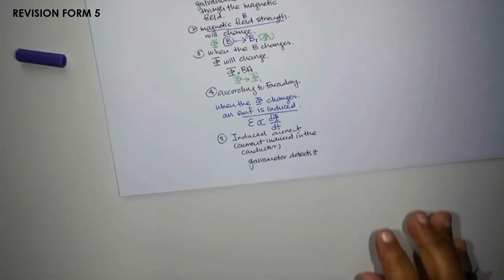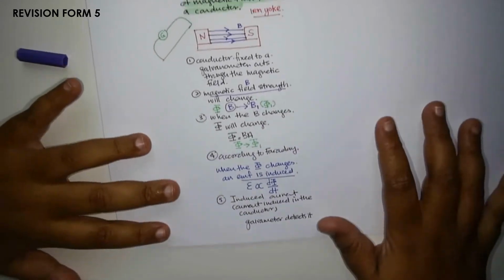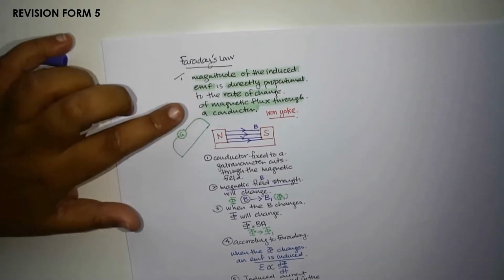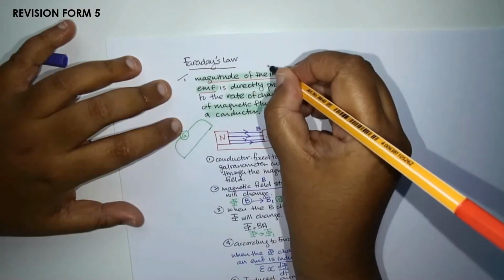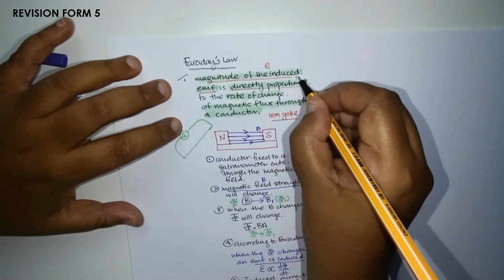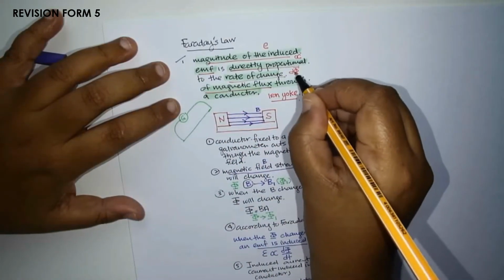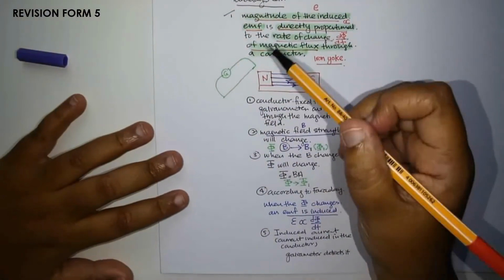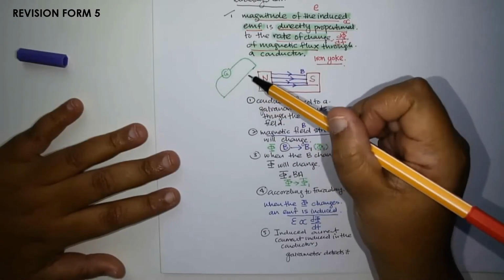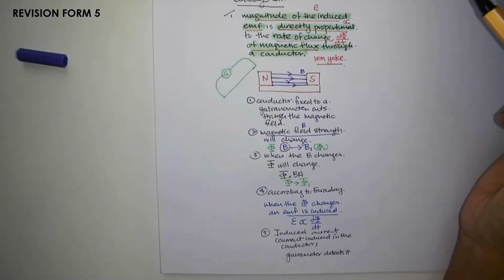So this is what you have studied in your Form 5 about Faraday's law. Faraday says the magnitude of the induced EMF, which is the E, is directly proportional to the rate of change of magnetic flux, d phi over dt, through a conductor. So an induced EMF will have an induced current, and the galvanometer can detect the induced current.